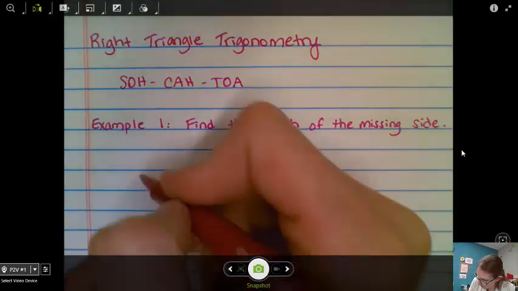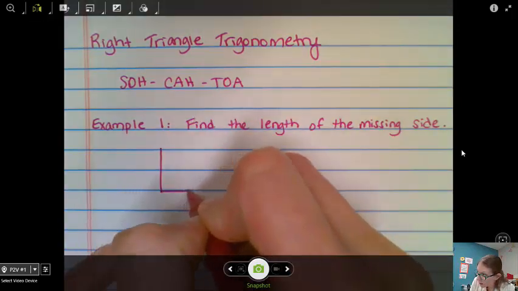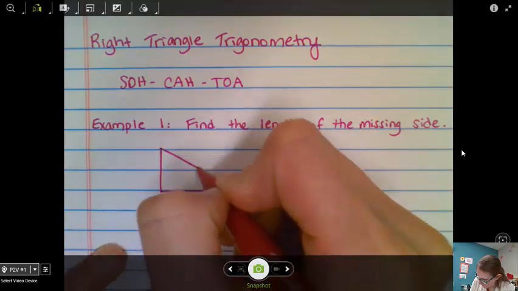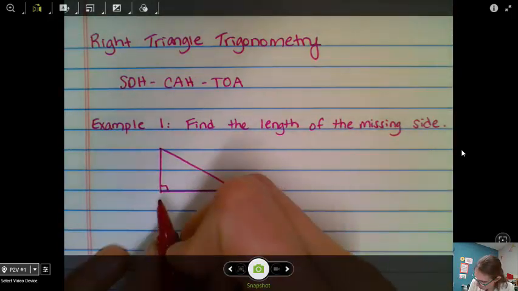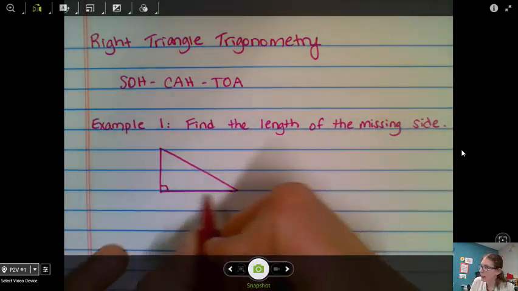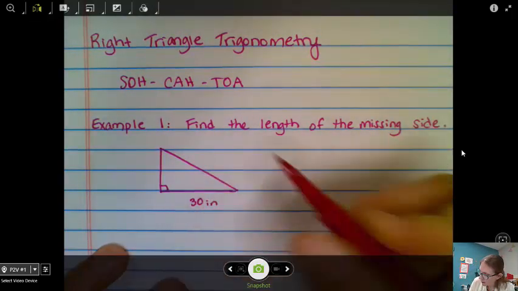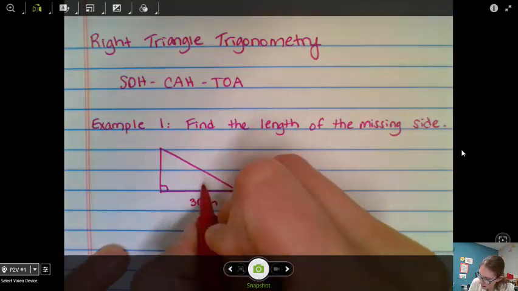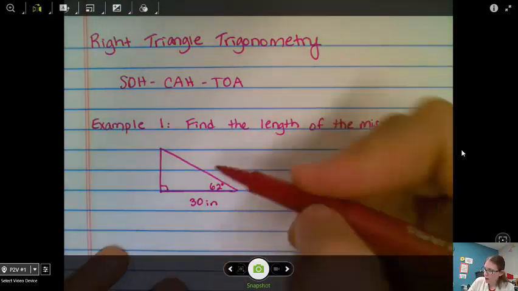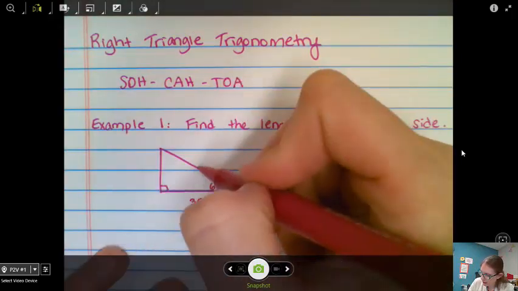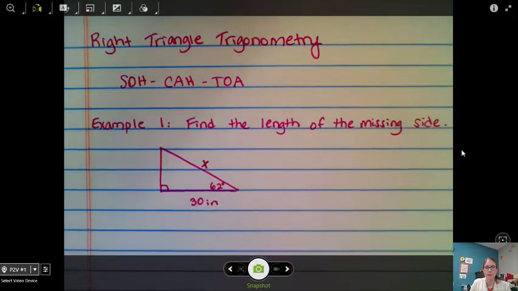And our triangle that we're working with is going to look something like this. And I know this bottom length in my right triangle is 30 inches. And I know this is a 62-degree angle. And I'm trying to find the length of the hypotenuse.